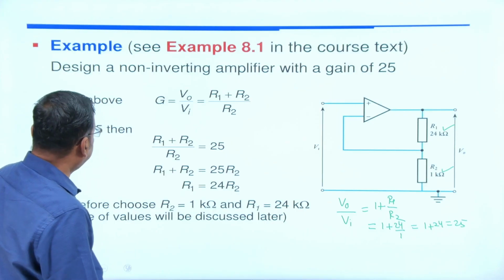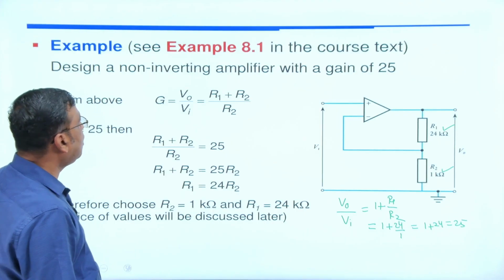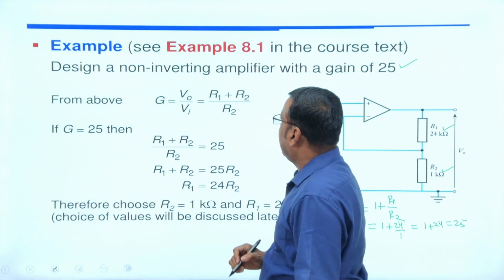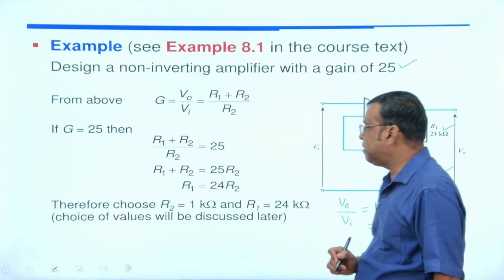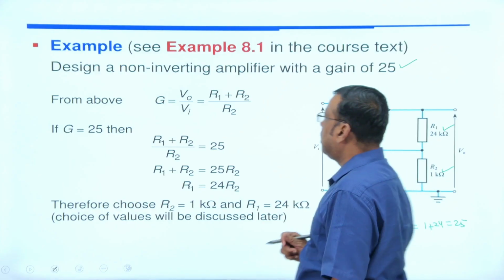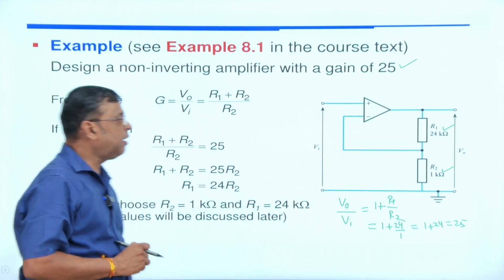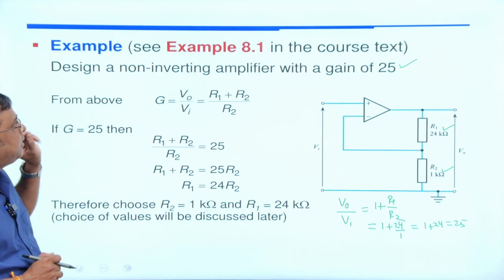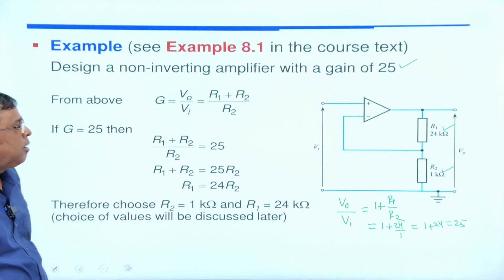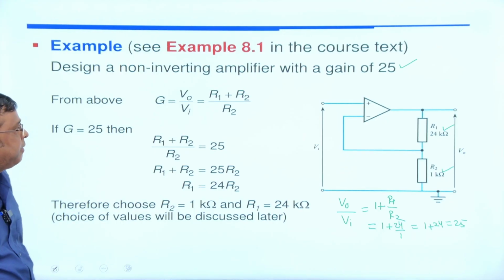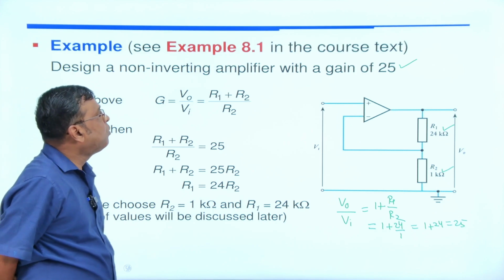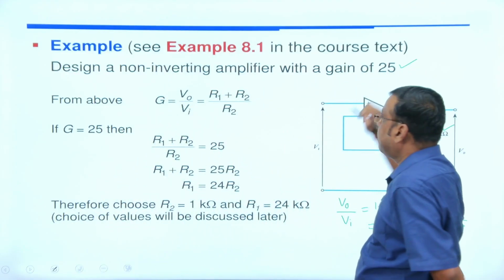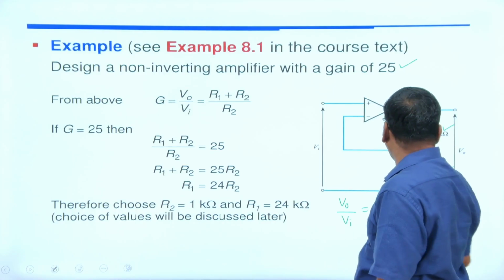So the gain is 25. Now, in designing a non-inverting amplifier with a gain of 25, this is a question: we have to design the non-inverting amplifier of gain 25. The gain is given, not the resistance values. That means we are going to calculate the R1 and R2 values.